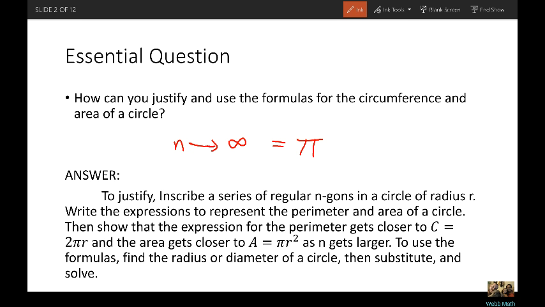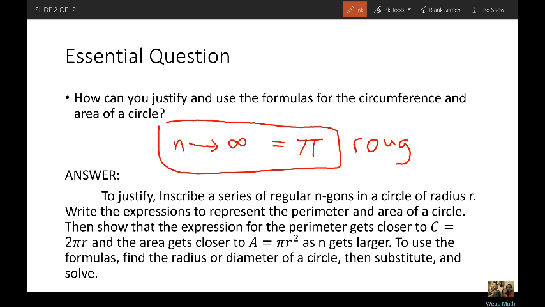Then show the expressions for the perimeter get closer to the circumference, which equals 2 pi r, and the area gets closer to the area equaling pi r squared as n gets larger, which is basically what I said here. That's just a very rough understanding of the concept. So just remember, as you approach infinity with the number of sides, you will get closer and closer to pi. So that's the rough idea.